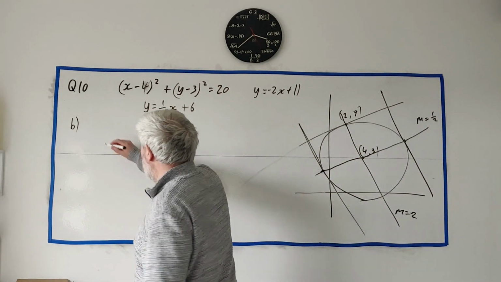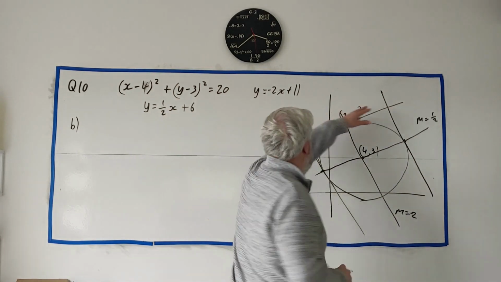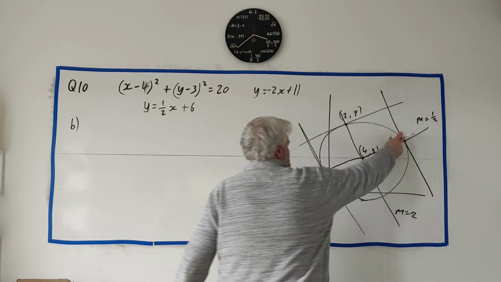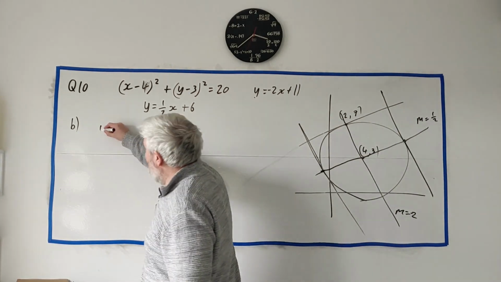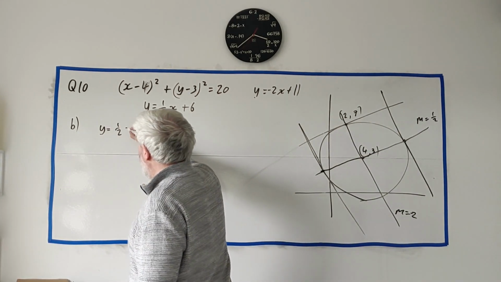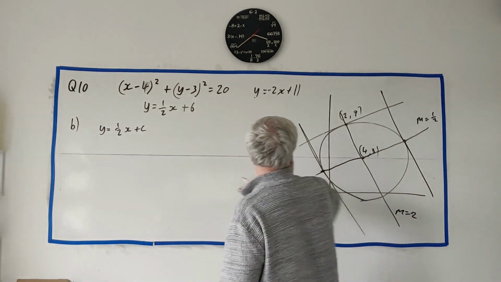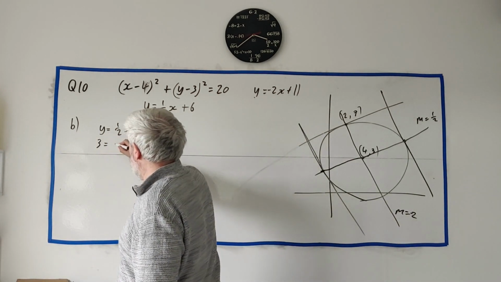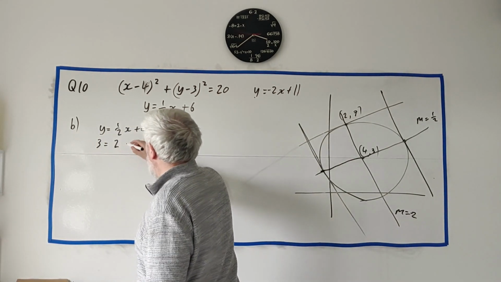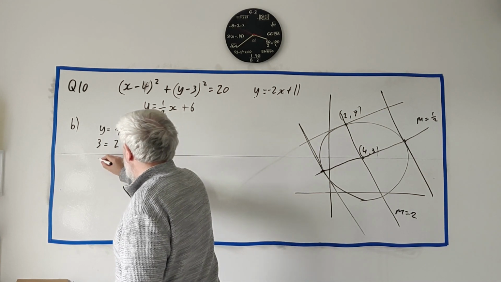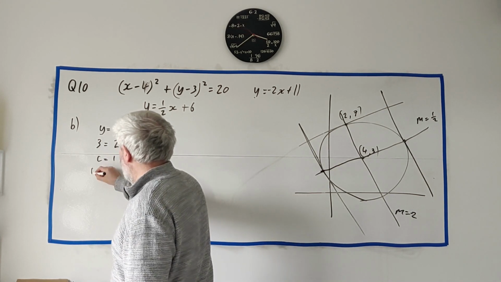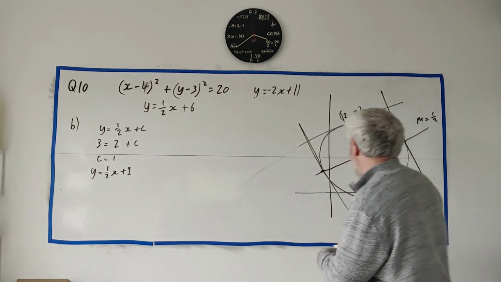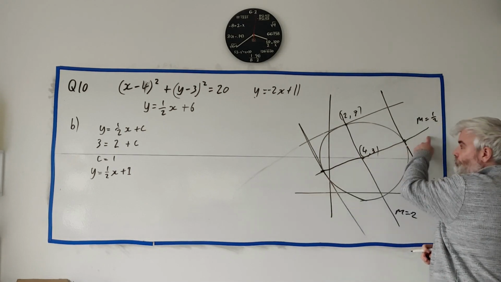So I could find a line. Sorry, I have a few lines here. There's one here, the line we found in part B. I'm going to go ahead and find this diameter line. It's y is equal to half x plus c. And we find c. We know this point is in it. So 3 is equal to half of 4, which is 2, plus c. c is equal to 1. So y is equal to half x plus 1. Okay, that's the equation of this line here.